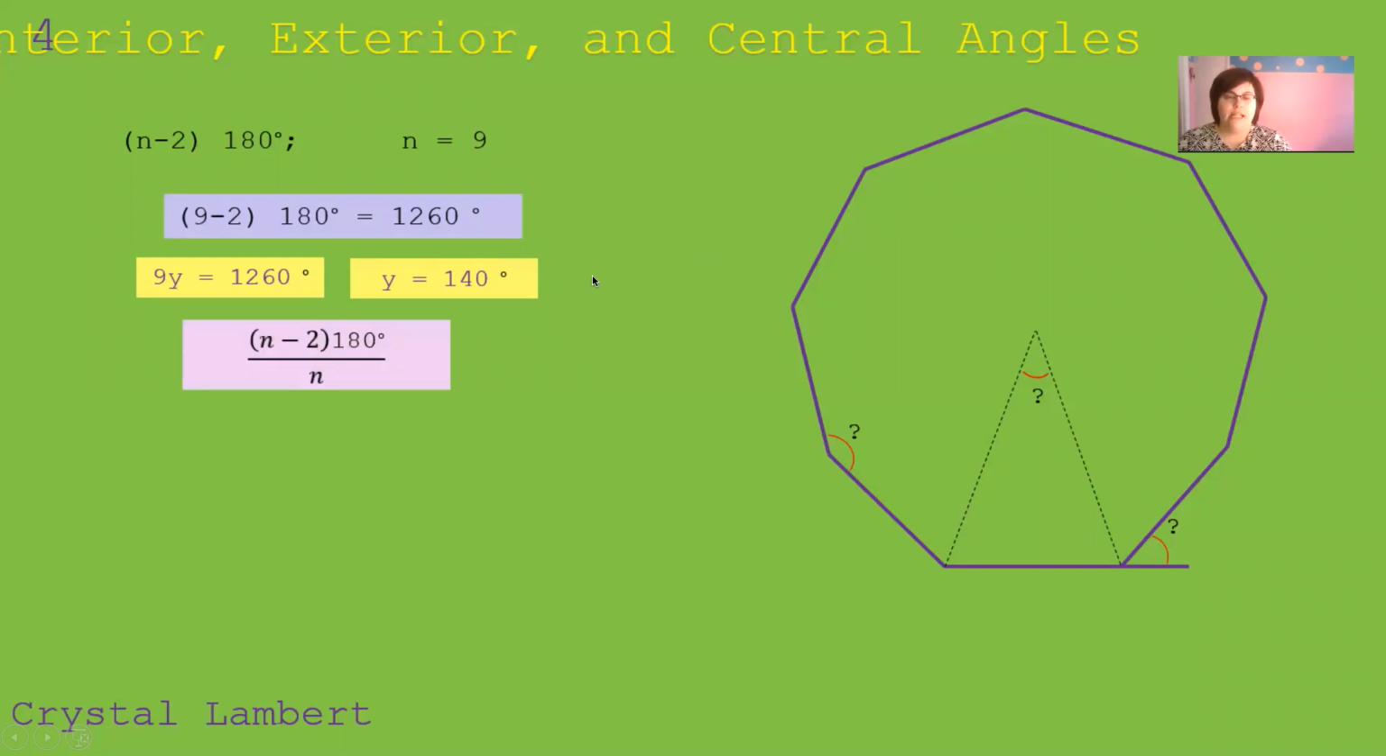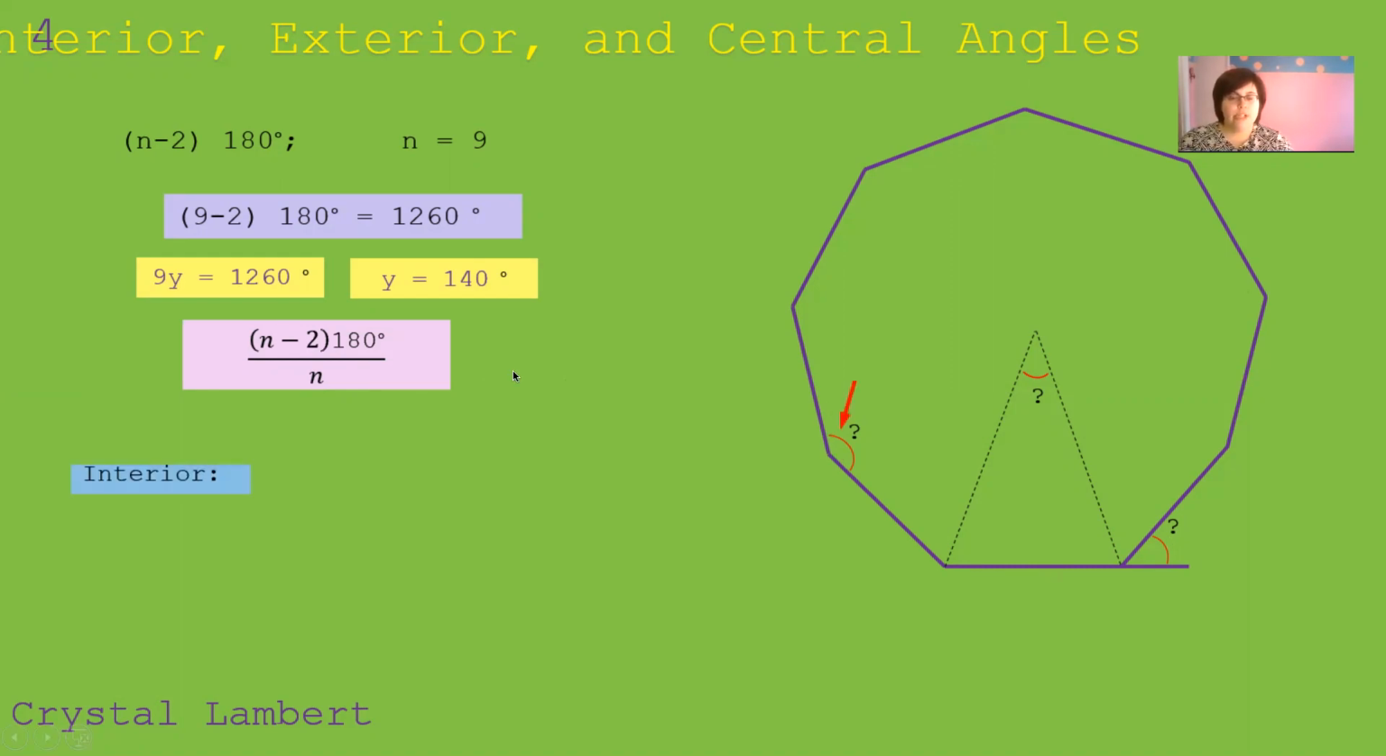The other way to do that is to write it here, and this is probably the more formal way of writing it. (n-2) times 180 degrees divided by n. So that would be (9 minus 2) times 180 degrees, like we had up here, divided by the number of angles that are on the inside, or the number of sides, and that's 9. And it's going to give us the same y is equal to, or your angle is equal to 140 degrees.